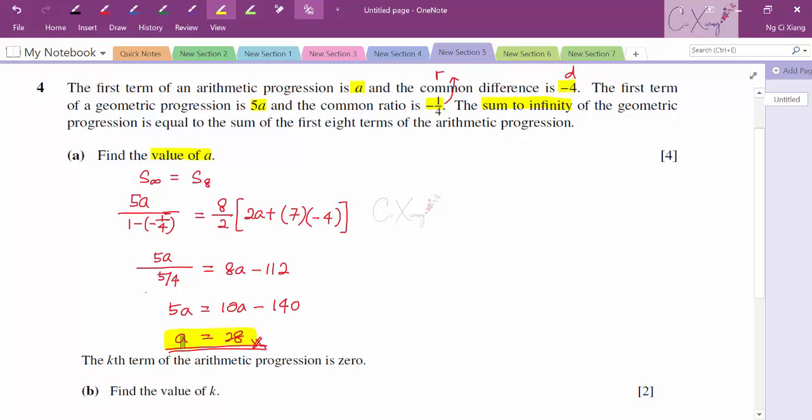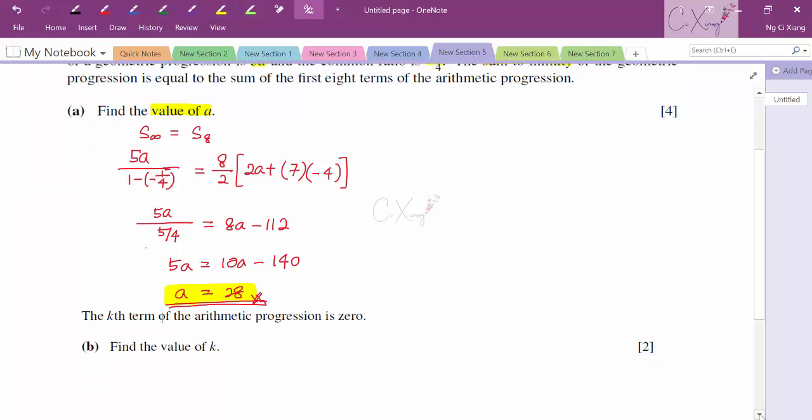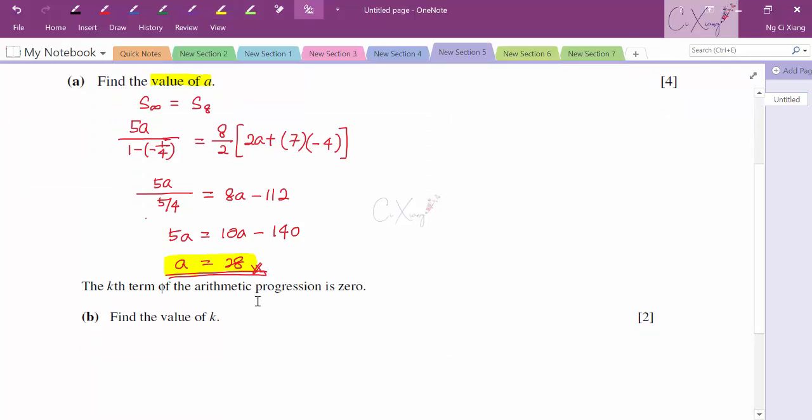Okay, now part B. For part B, the k-th term of the arithmetic progression is 0, and they want us to find the value of k. So the k-th term is tk, and it is equal to 0. In an arithmetic progression, the general formula is a plus n minus 1 d. So in this case, it will be a plus k minus 1 d, and it is equal to 0.